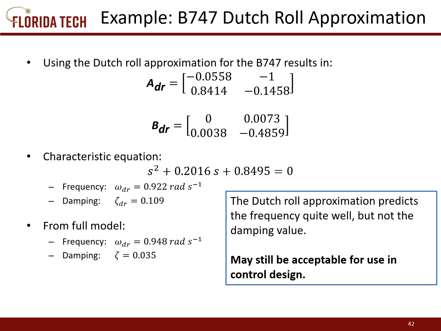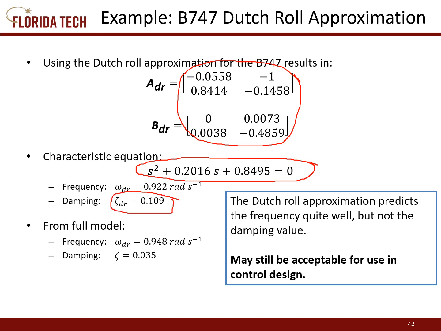Back to our Boeing 747 for a sample to see how close this is. If I grab the A matrix and B matrix data for the 747, so here's the data for that model, it gives us a nice second order characteristic equation which is easily solvable using the quadratic formula. Results in a Dutch roll damped frequency of 0.922 radians per second and a damping ratio of 0.109.